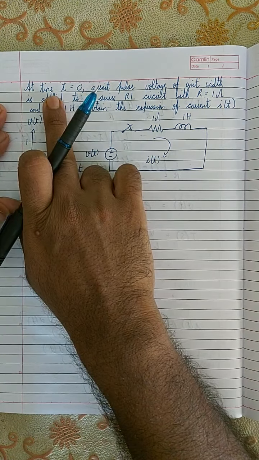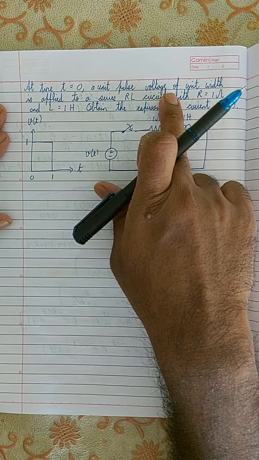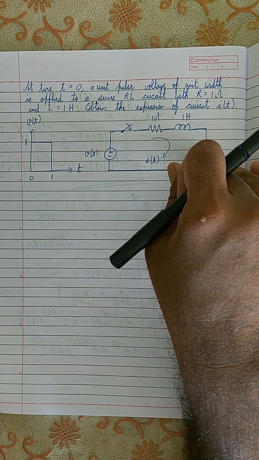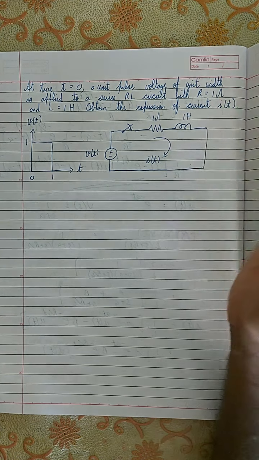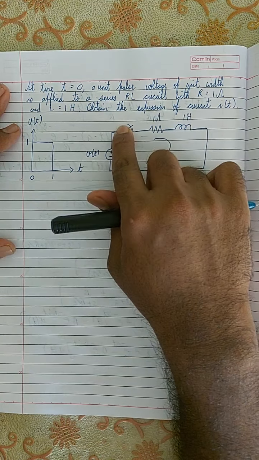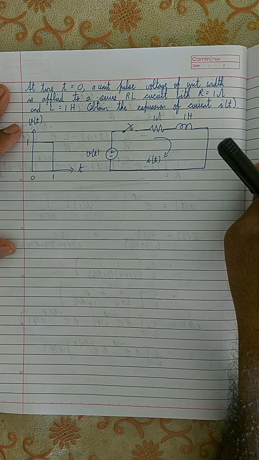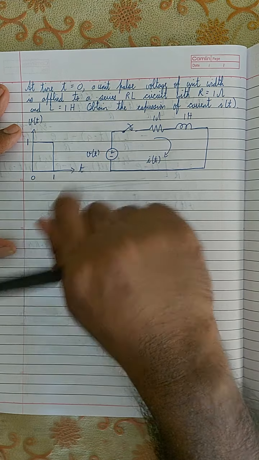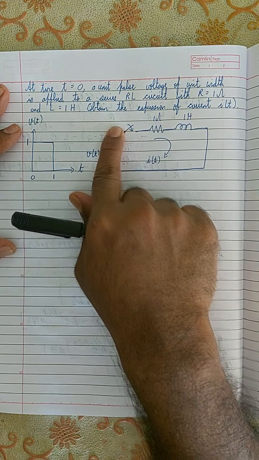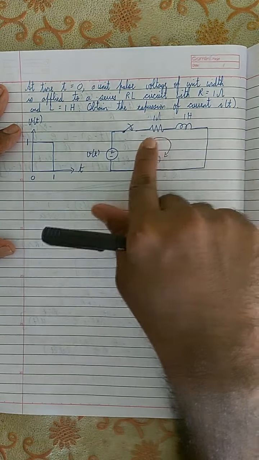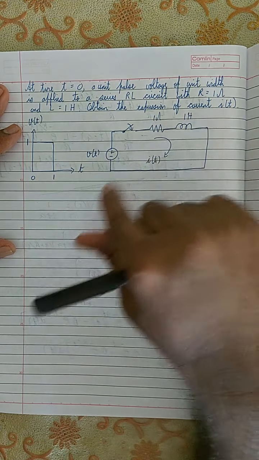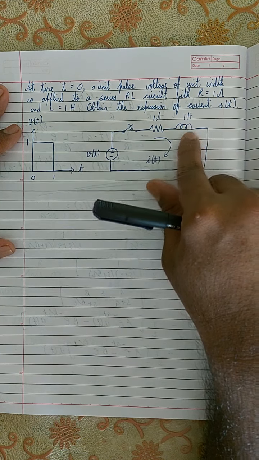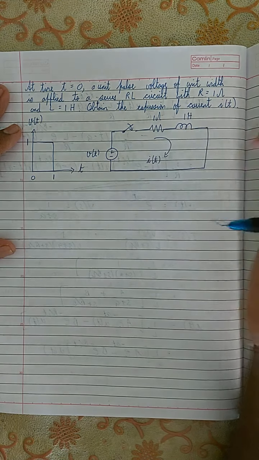Here they said that at time t equal to 0, a unit pulse of unit width is applied, right? So before time t equal to 0, nothing is being applied. That is, the switch is open before time t equal to 0. If the switch is open, no voltage is applied. If it is an open circuit, no current can flow here, because this circuit is not connected to the voltage. So the current through this will be 0. In that case, the initial current through the inductor is also equal to 0.